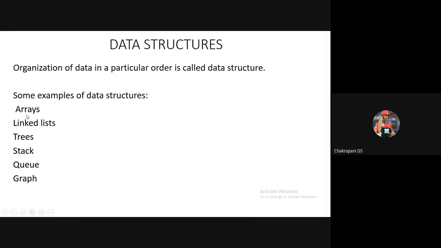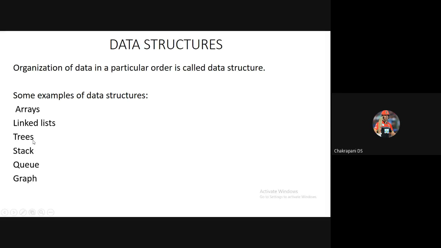Next example is linked lists, that we will discuss soon. After discussing arrays we'll discuss linked lists. Next example is trees. Apart from that, these are the three main important data structures available. Apart from these, there are some other data structures also we are going to study. One is called stack or stacks, queue or queues, then graphs or graph. These are some of the examples of data structures in C or C++.